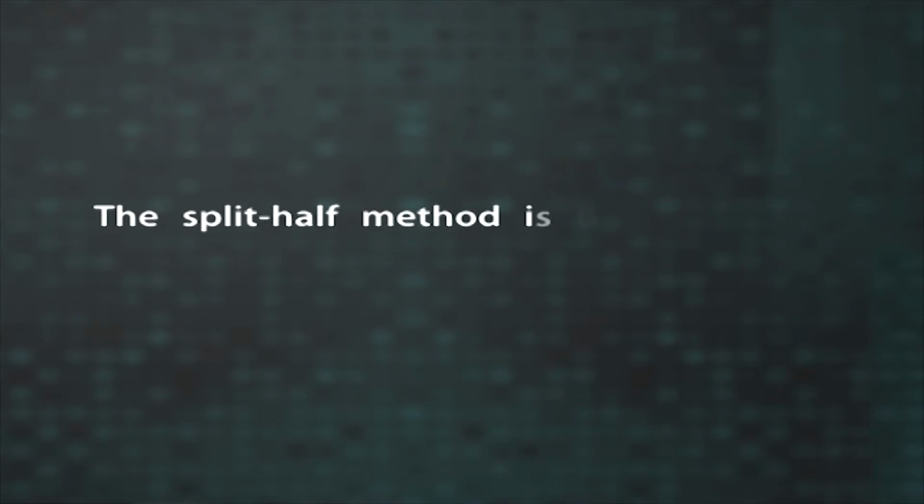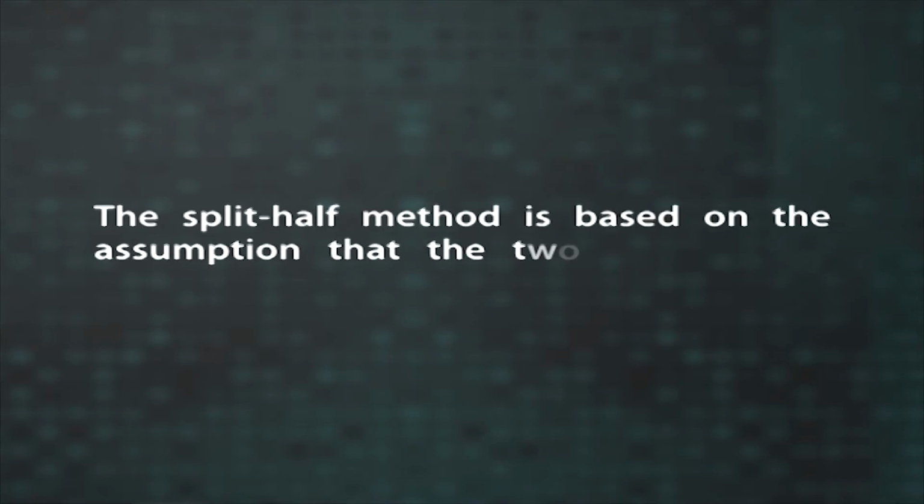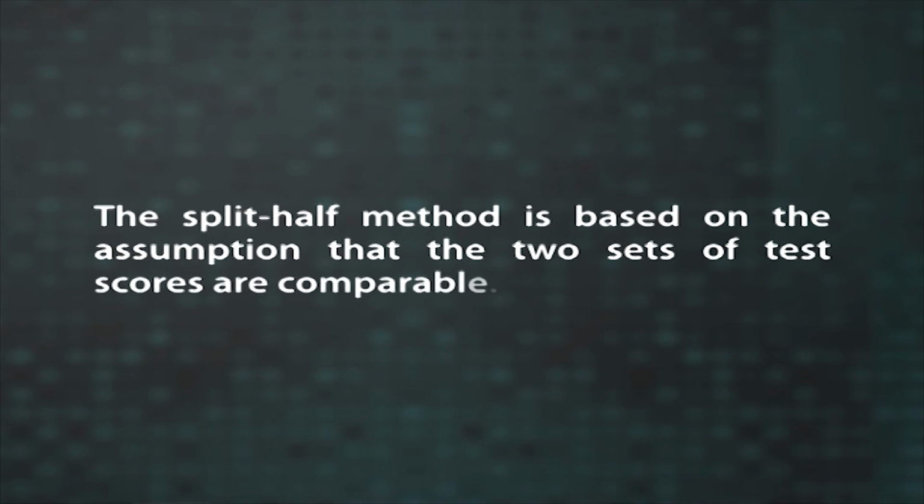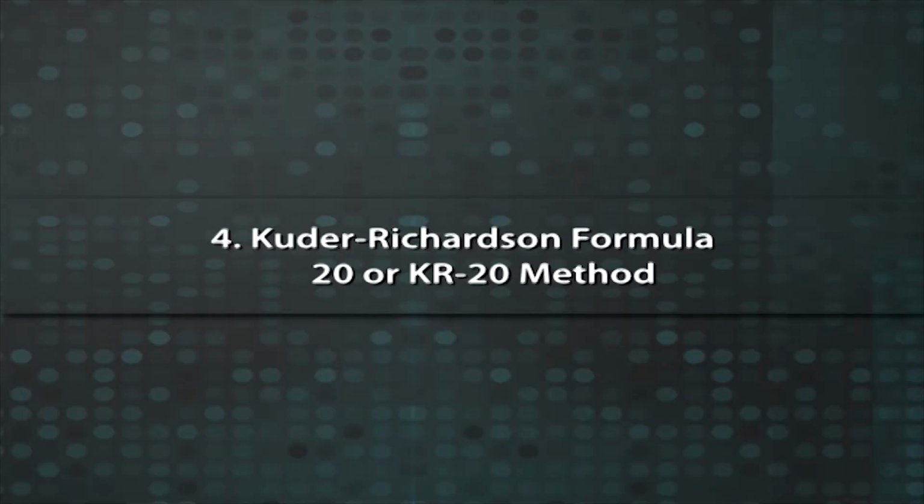The split half method is based on the assumption that the 2 sets of test scores are comparable. If there is high correlation between the 2 scores, then the reliability is also high. Cooder-Richardson formula or KR20 method.